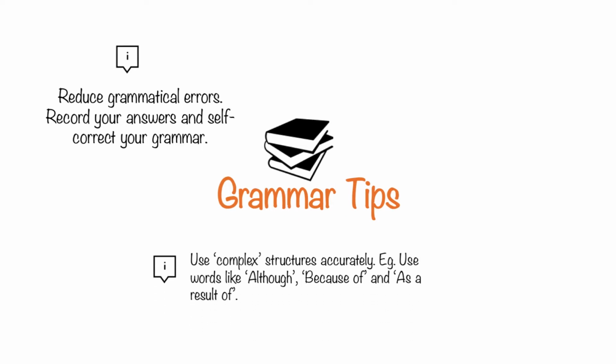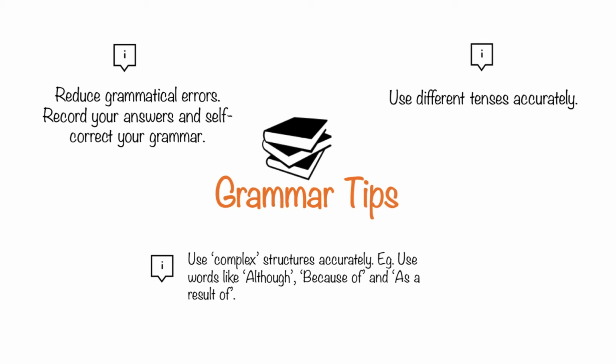Secondly, to get a score of 6 or above, you need to use some complex structures. These are sentences that use linking words like although, because of, or as a result of, to connect ideas in one sentence. If you're not sure how to make complex sentences, don't worry. We have a lesson on complex sentences coming up soon.